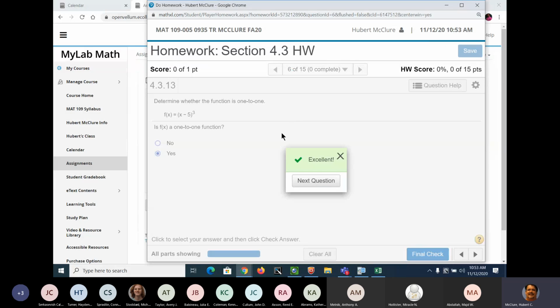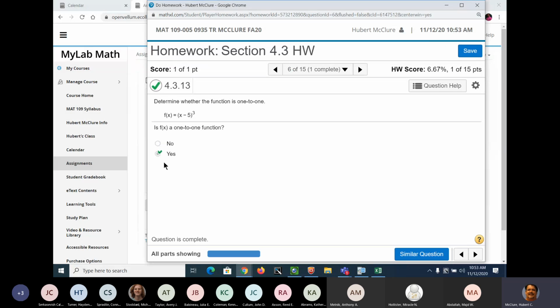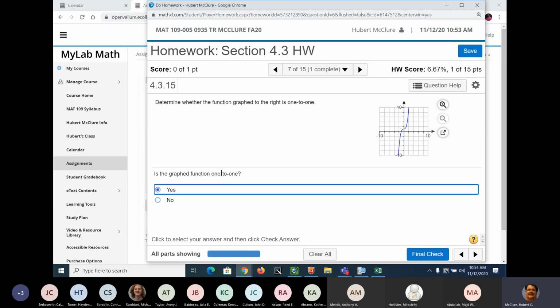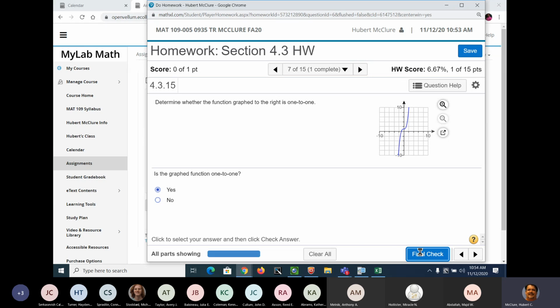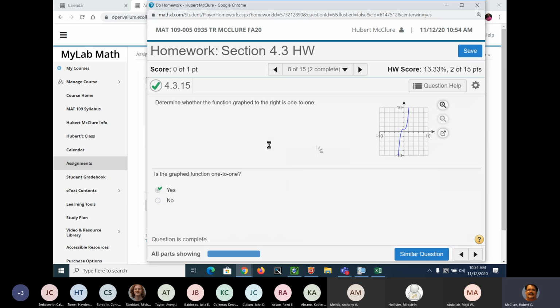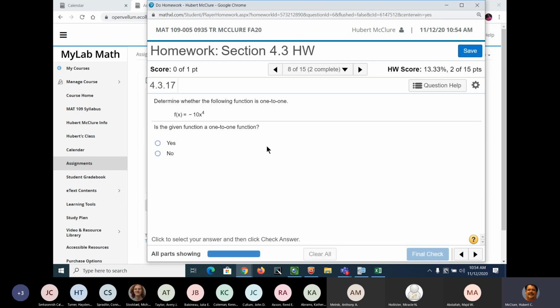That's the kind of test question I would give you, because that is a 1-to-1 function, horizontal line test. I just gave you that question. Let's see if I can find you a question. Okay, that's a horizontal line test. Okay, this one, you graph it.